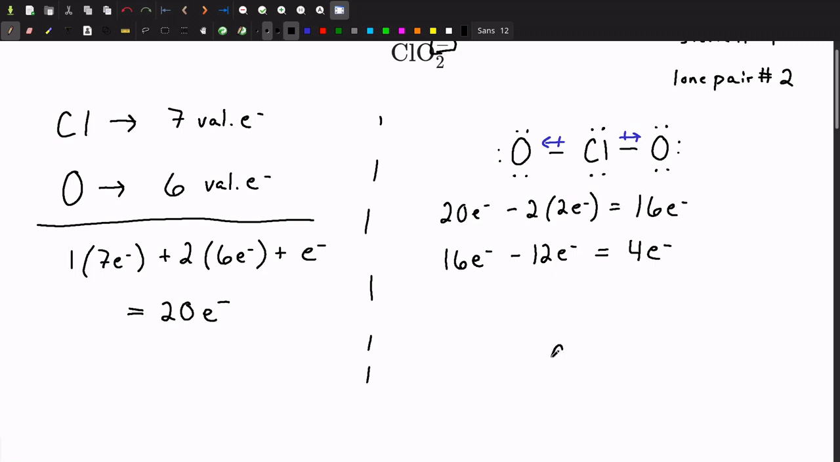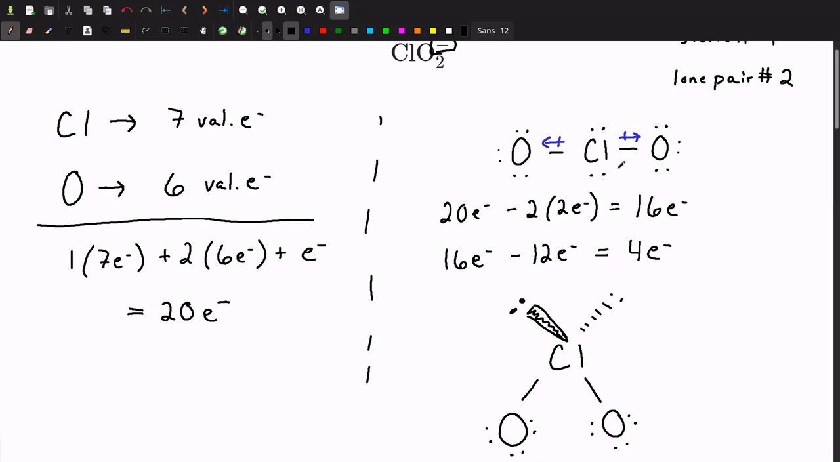So we are going to put chlorine in the center. We're going to have our oxygens coming down like this. And then we are going to have a lone pair going into the board and a lone pair coming out of the board. Sometimes I draw this one a little bigger just to help you get that perspective there.